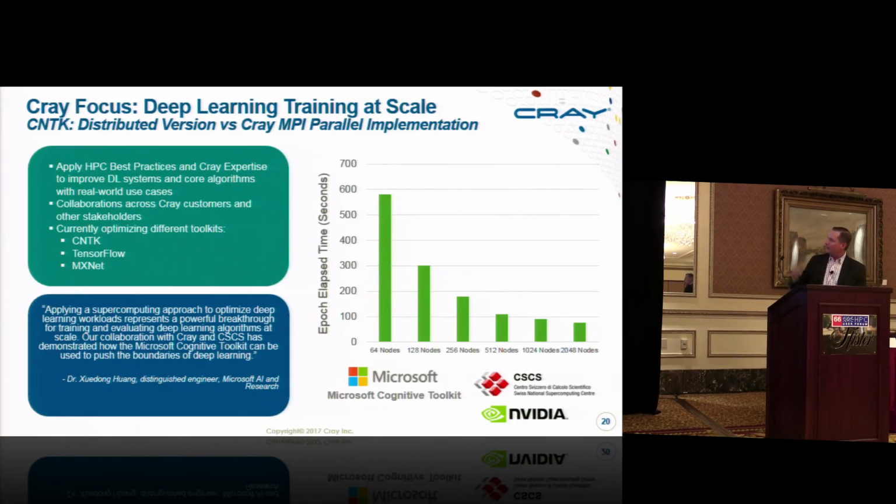Okay, so I threw this in. We did an experiment with Microsoft and the folks at the Swiss Supercomputing Center in the November, December timeframe of last year, where we took Microsoft's Cognitive Toolkit and scaled it up. We show some of the performance there starting at 64 nodes, and we scaled it up to 2,048 nodes.